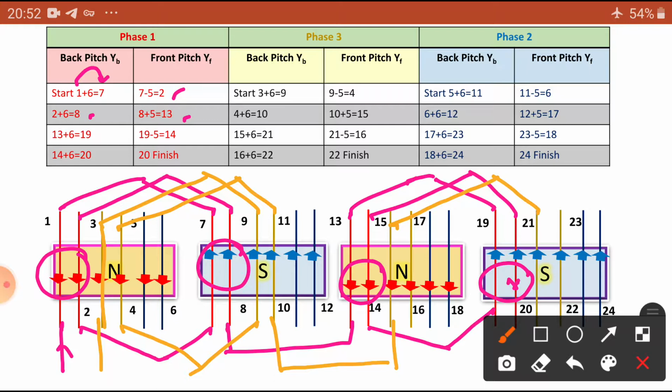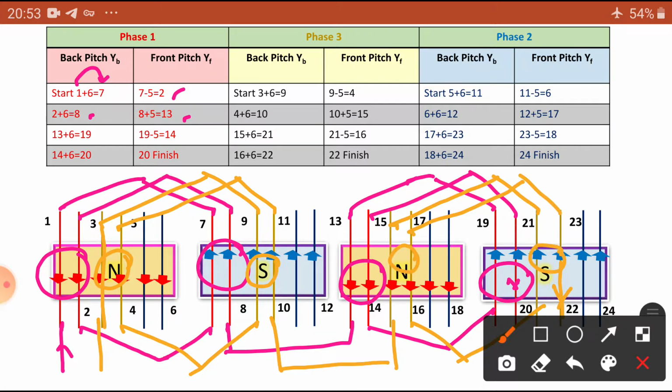Now the 21 is connected to the 16th back pitch. So connected the, where is this one? 16th. Now the 16th is connected to 22. Where is 22? This is the 22. So this is a finishing coil. You can see 2 slots, 2 slots, 2 slots and 2 slots is enough.